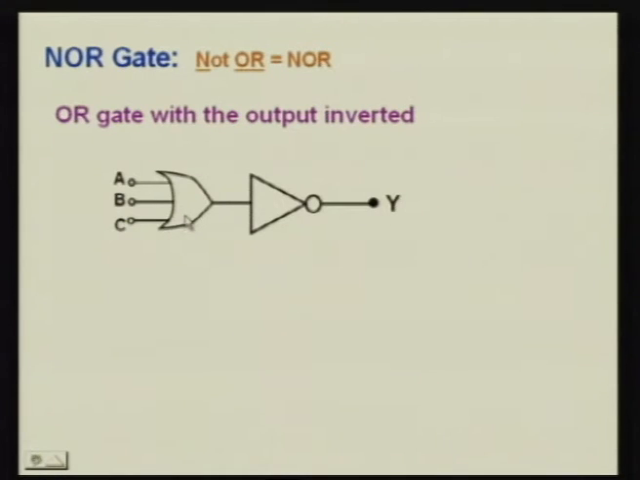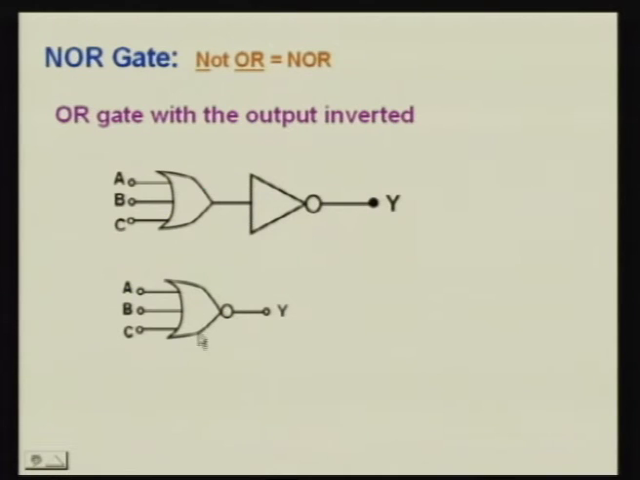You can understand this is the symbol for the OR gate and this is the symbol for the NOT gate. So basically a NOR gate is an OR gate followed by a NOT gate. And this is the symbol for the NOR gate. We have A, B, C as inputs and output as Y. This bubbled structure, that is the circle, indicates inversion: whatever we have given is inverted after this bubble.